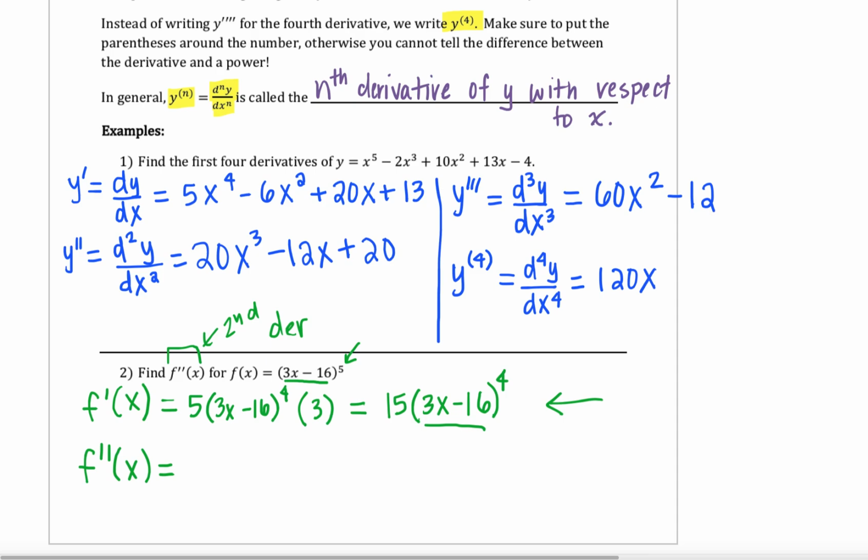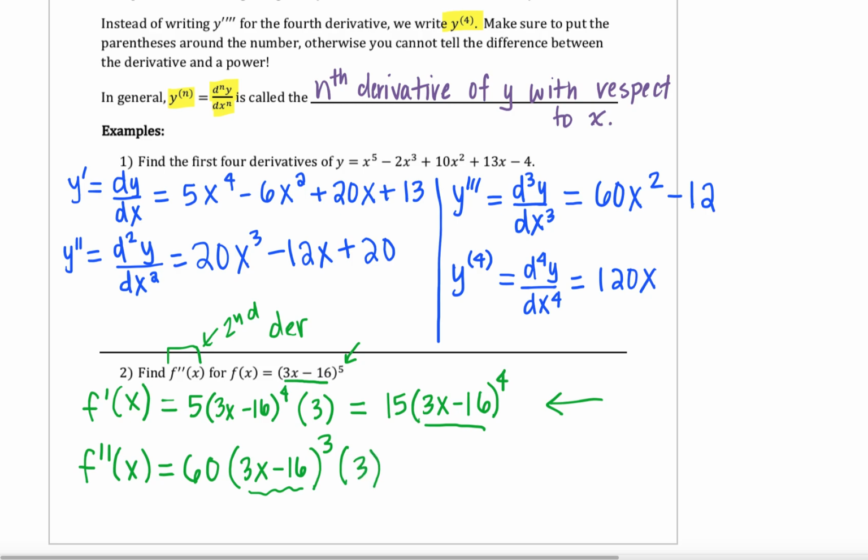In this case, I'm going to start with the outside function, which would be the 4. The 4 will come down. 15 times 4 gives us 60, so I'm getting 60 as my coefficient, of something now to the 3rd power. Now in the chain rule, we keep the inside function the same, so 3x minus 16 stays the same, and to finish out the chain rule, I need to differentiate the inside function, and the derivative of 3x minus 16 gives us another 3.